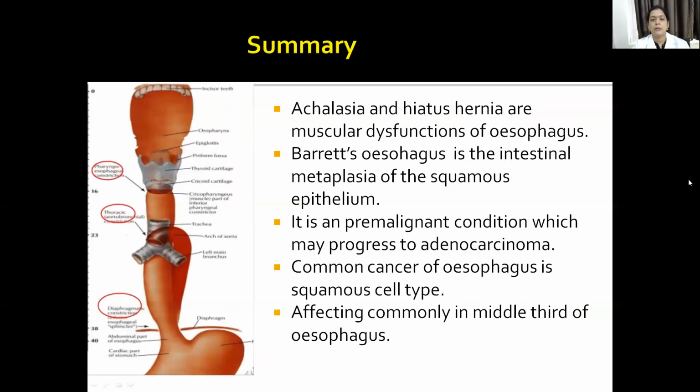So now coming to the summary of what all I have taught you, just a brief thing. The achalasia and hiatus hernia are the muscular dysfunction of the esophagus. Already told you there can be upper motor disorders and the lower motor disorders. And then you have to remember Barrett's esophagus, very, very important, with the intestinal metaplasia of the squamous epithelium being the pre-malignant condition to the adenocarcinoma. The common cancer is the squamous cell carcinoma, affecting the middle third of the esophagus.